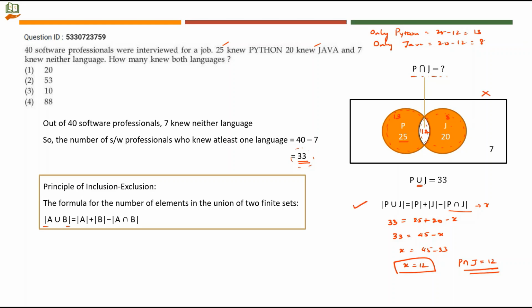Since we don't have any of the options with 12, this question is a drop question as per the official answer key, and so we are not marking any of the options here. The correct answer will be 12.